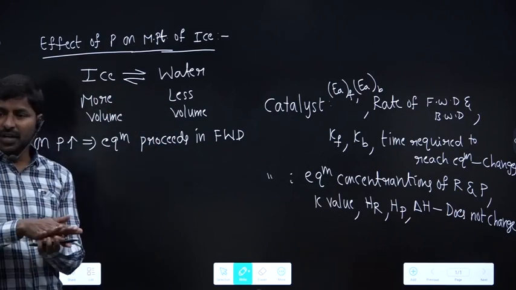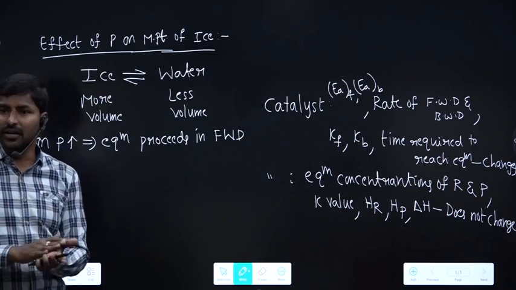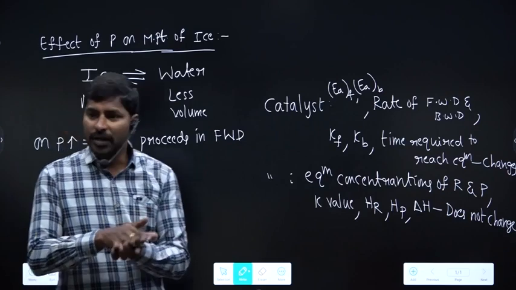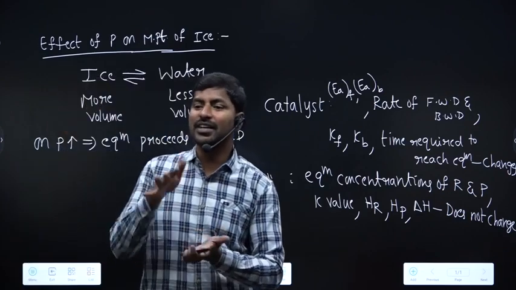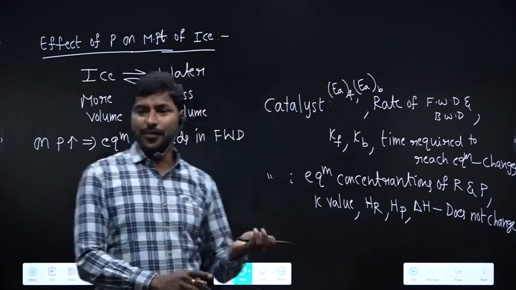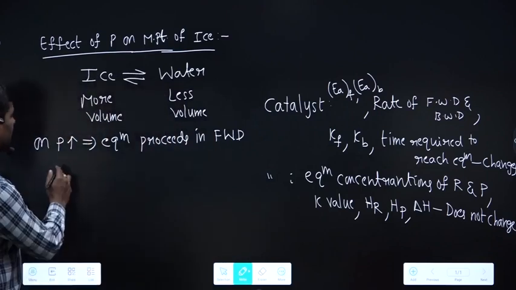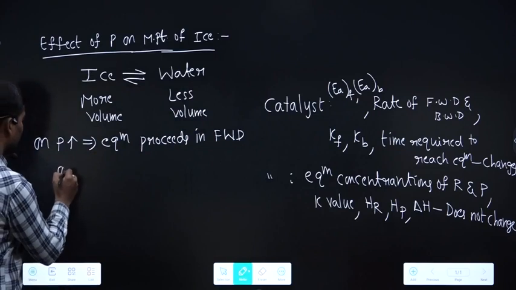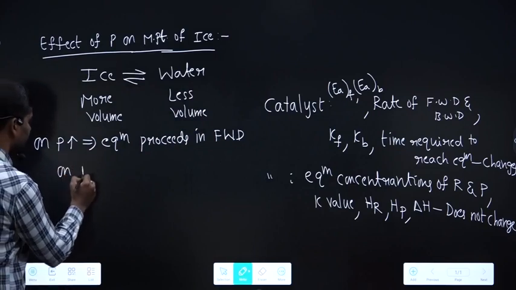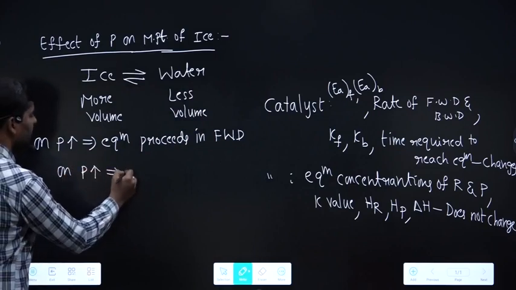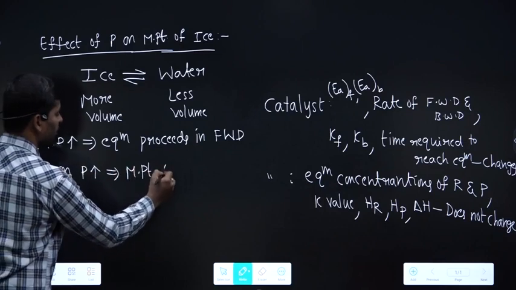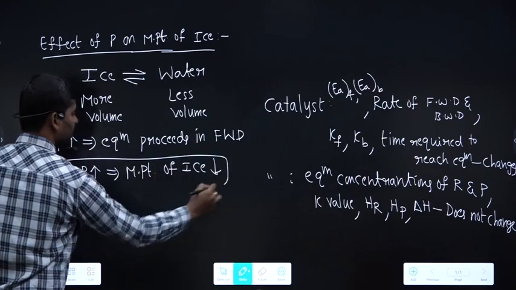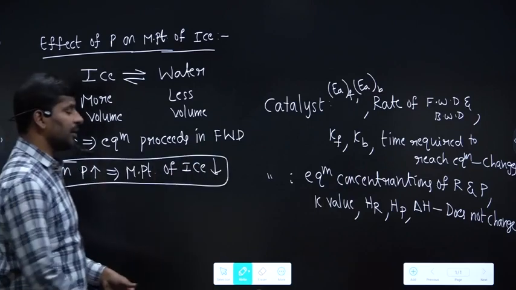If you apply pressure on ice, what happens? It easily melts. That means its melting point is decreasing, right? On increasing pressure, equilibrium proceeds in the forward direction. Therefore, on increasing pressure, the melting point of ice decreases.